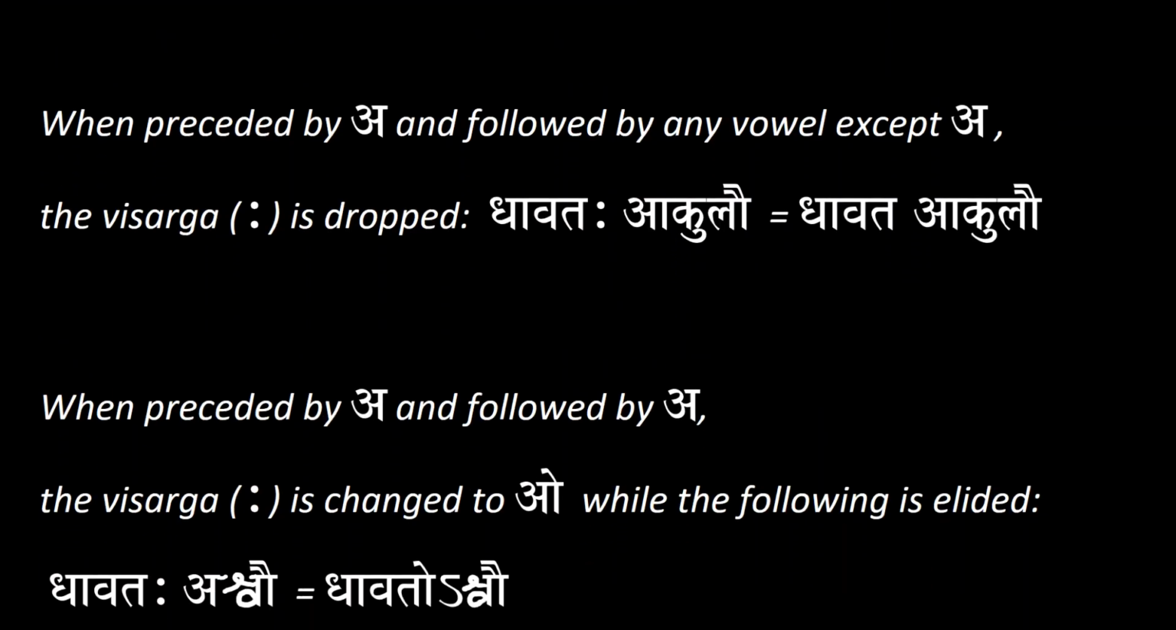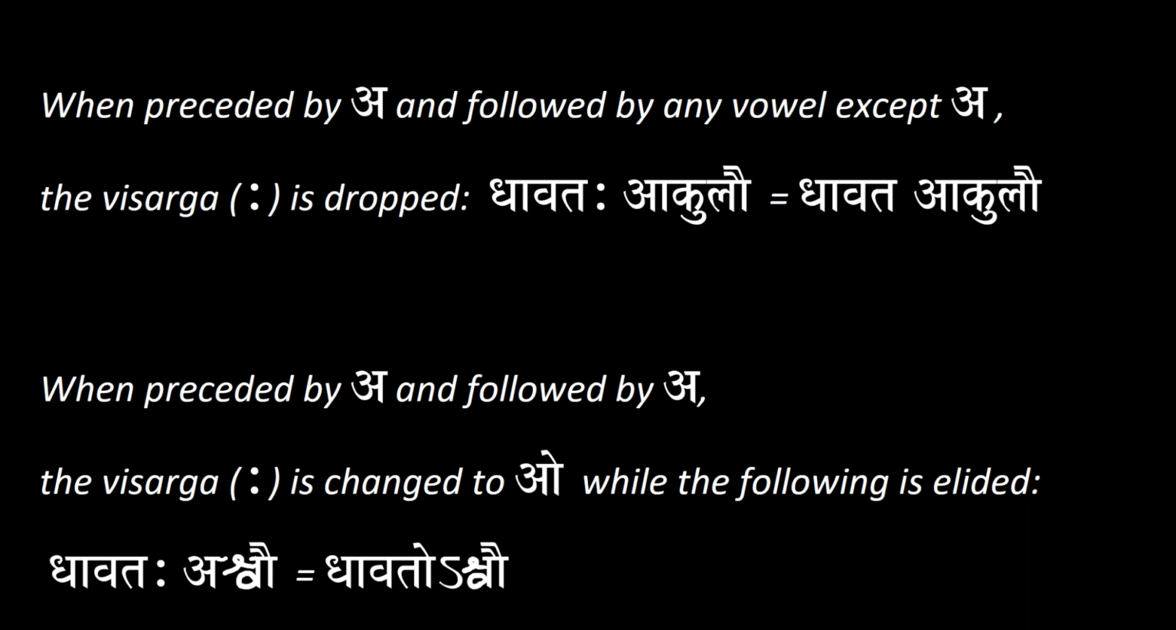And next. When your Visarga is preceded by an A and followed by any vowel except A this time, the Visarga is dropped. So again, just like putra, this Visarga is preceded by an A in dhavata, and remember, even when I remove this Visarga, it's dhavata, so the A is still there. It's not dhavat, it's dhavata. And with the Visarga, it's dhavataha.